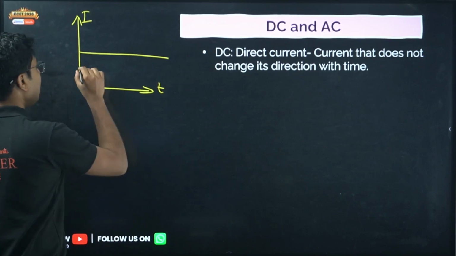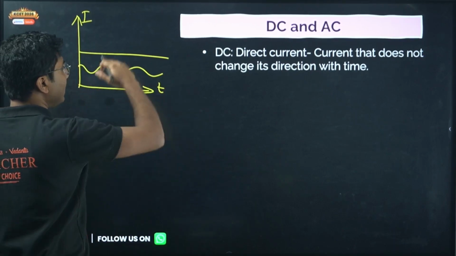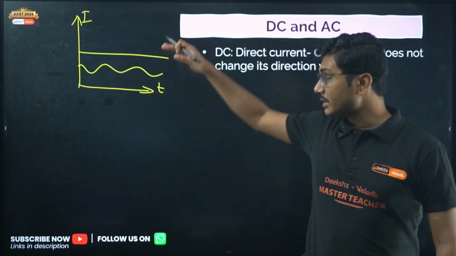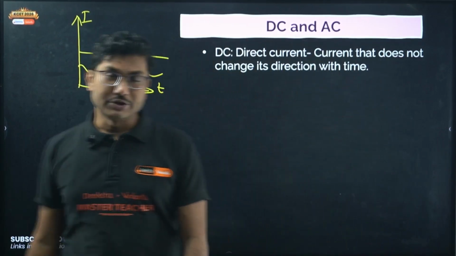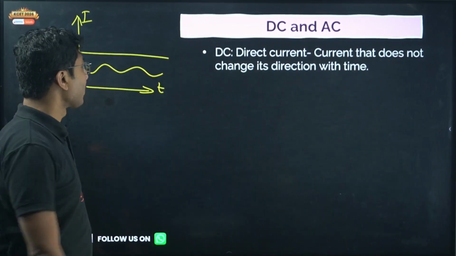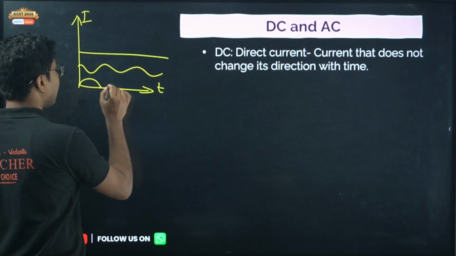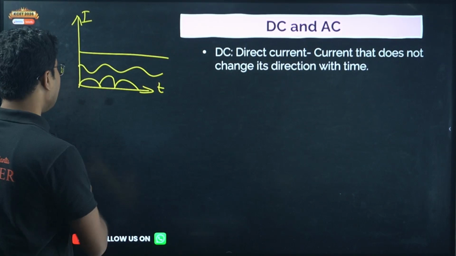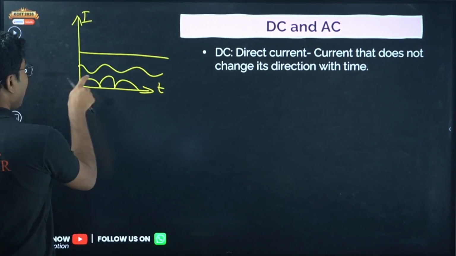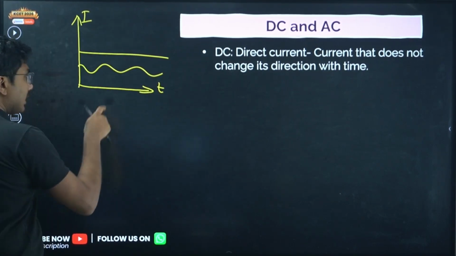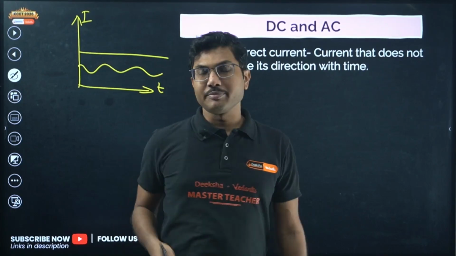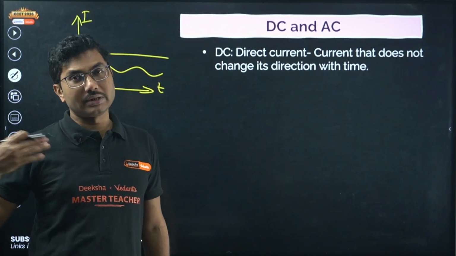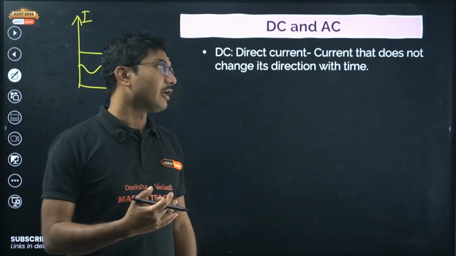Some DC can be like this also, but it is only in the positive half of the graph. There is no portion in the negative half. So this is also DC. In fact, in a half wave rectifier this is considered to be DC, and in a full wave rectifier this is also considered to be DC. So these all are DC as long as the current remains positive. The value can change, but the direction does not change with time. That is called DC or direct current.